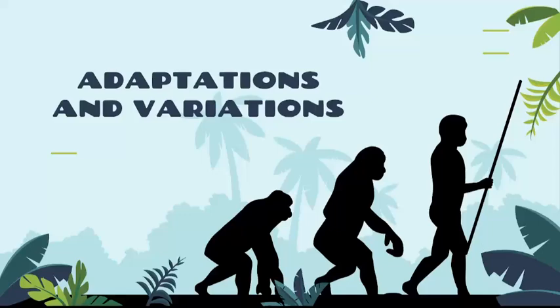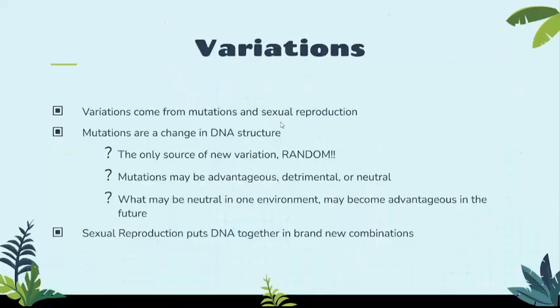Alright, awesome. So if last video was on what was a history, today we're going to talk about how evolution actually exists. So we're looking at adaptations and variations, obviously, and we're going to learn what's the actual difference between them. So variations. Variations always comes from mutations and sexual reproduction.